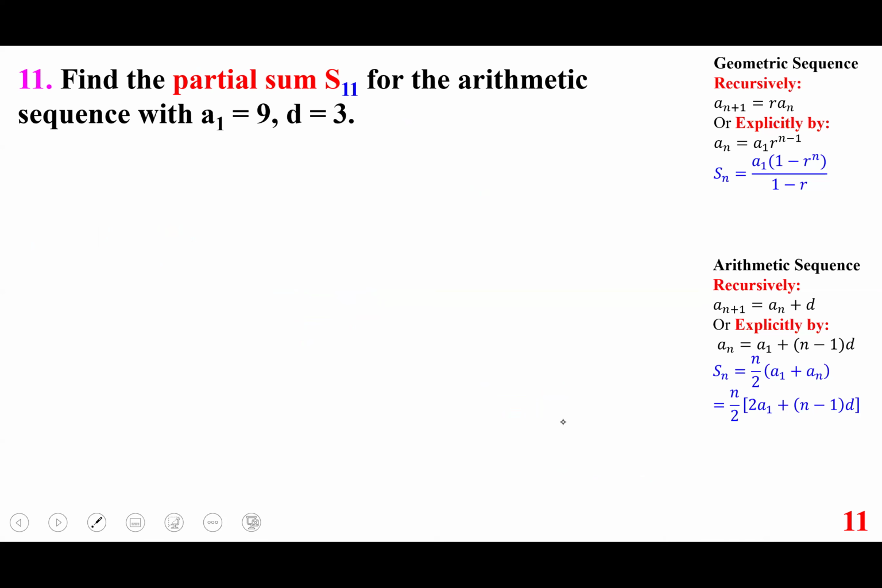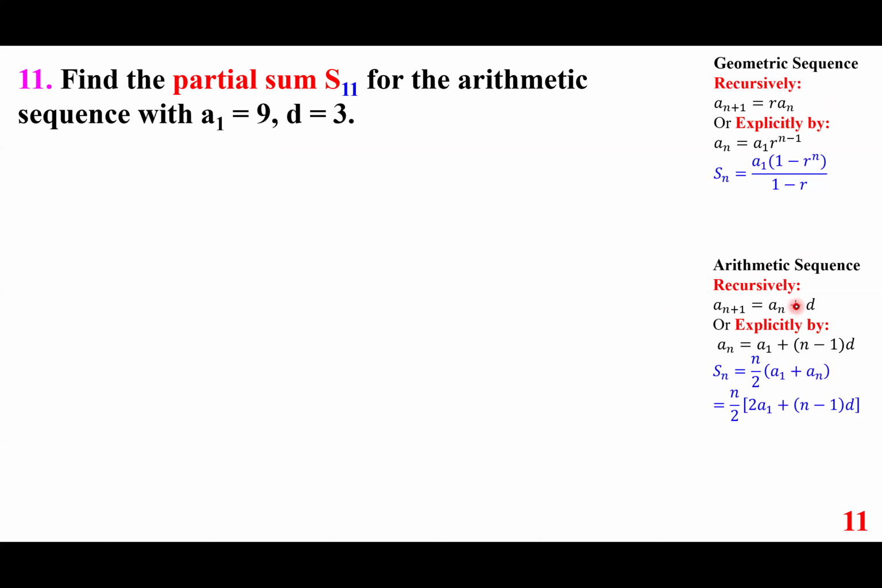Find the partial sum, S sub 11. It's called partial sum because you stop at some point. If it's n, and it could be S sub infinity, that means it goes to infinity. And of course, when the ratio is larger than 1, this will go to either infinity or negative infinity. For the arithmetic sequence with A sub 1 being 9 and d being 3, in this case, we are talking about the arithmetic sequence.